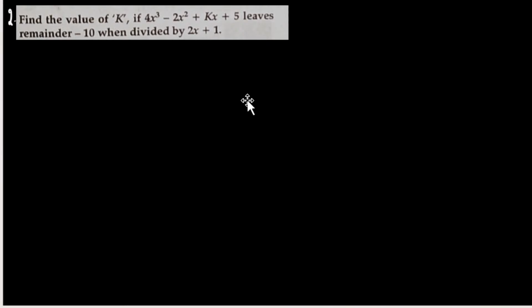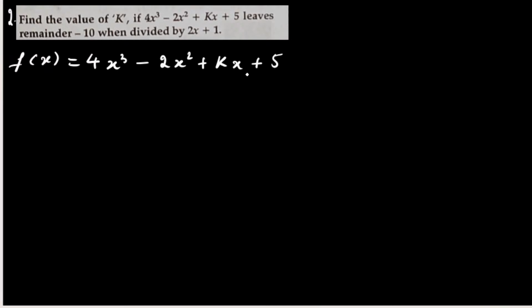Question number 2, find the value of k when this polynomial is divided by 2x plus 1, it leaves remainder minus 10. So first of all, one polynomial is given to us. The bigger polynomial we always write as f(x). f(x) is equal to 4x cube minus 2x square plus kx plus 5. So this is the polynomial. When this polynomial is divided by 2x plus 1, it is leaving remainder minus 10.